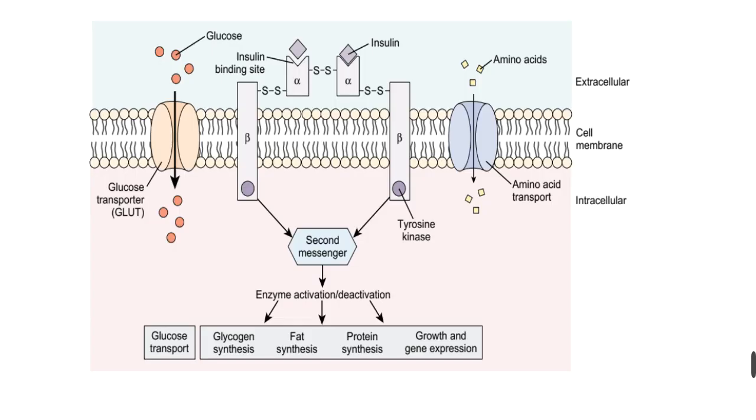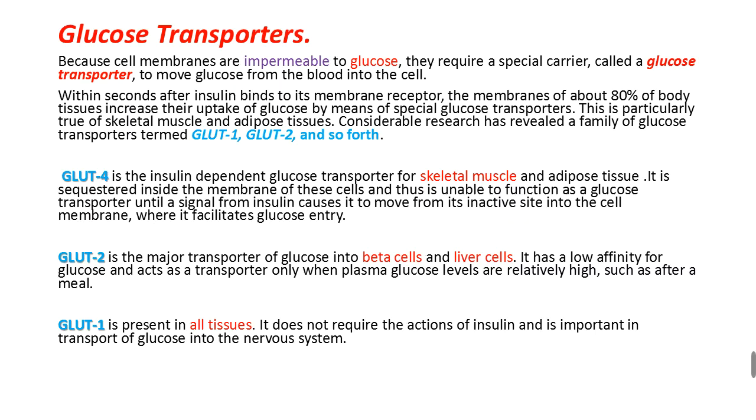Now, as you remember in the last figure, we talked about glucose transporters. So, we have to understand what these glucose transporters are. Because all membranes are impermeable to glucose, they require a special carrier called a glucose transporter to move glucose from the blood into the target cells. Within seconds after insulin binds to its membrane receptor, the membranes of about 80% of body tissue increase their uptake of glucose by means of special glucose transporters. This is particularly true for skeletal muscles and adipose tissue.